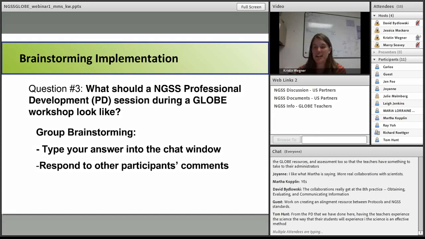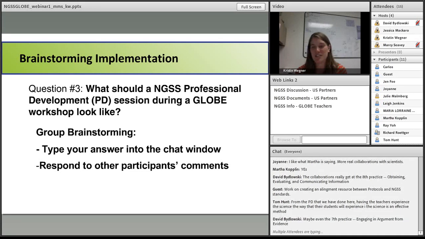Great. So creating an alignment resource between protocols and NGSS. When it's Marcy's turn again, I'll give her a chance. Perhaps, Marcy, you can talk a little bit about what our goals are as Globe for creating that resource. Tom says, from the PD that we've done here, having the teachers experience the science the way the students will experience the science is an effective method. Awesome. So actually modeling it for the teachers and having them go through the process. Dave, maybe even the 7th practice, engaging in argument from evidence.